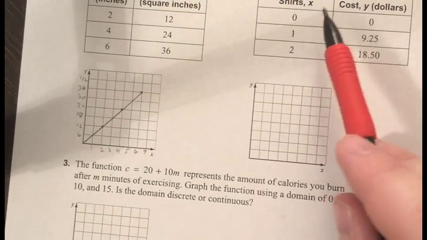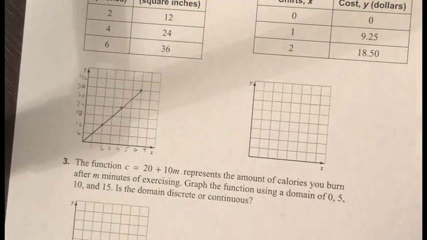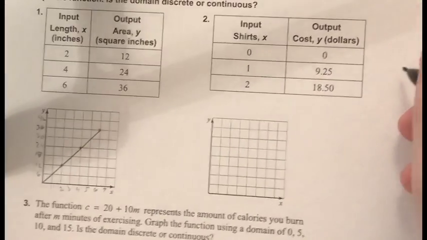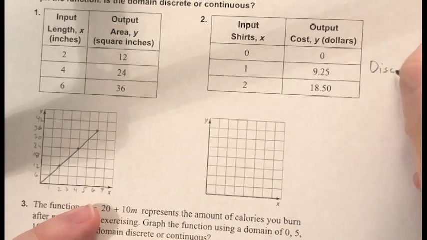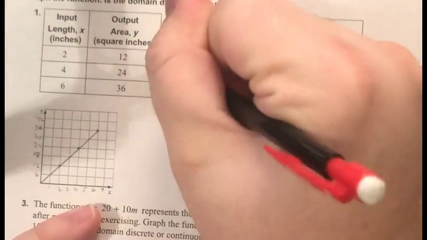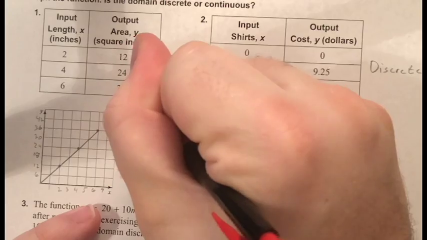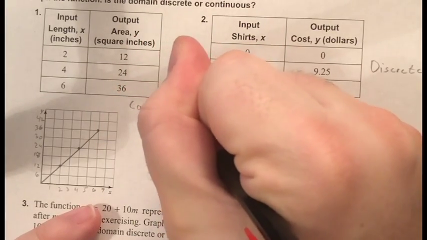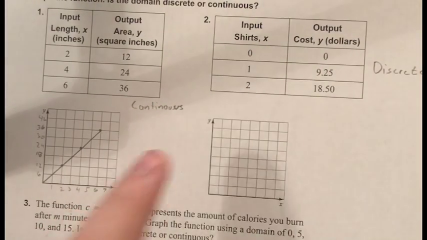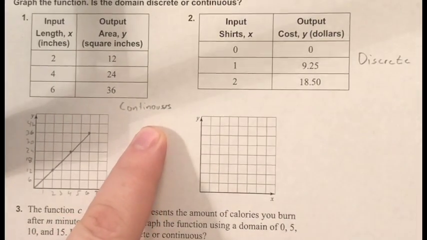That's what this is. So my input would be shirts and my cost is my output. Right there, you should realize because I cannot buy part of a shirt, this is discrete. So that's really what you're asking yourself. Can I break my inputs up and still be able to use it? If you can, it's continuous. If you can't, it's discrete.